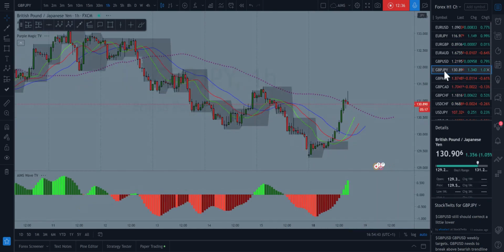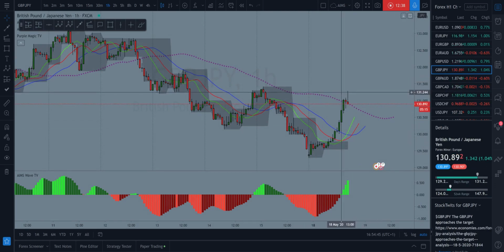Let's go forward. Pound yen. Same situation like the pound dollar. It stays sideways, but we'll see if it continues to drop during the rest of the session, then it will be a different scenario.